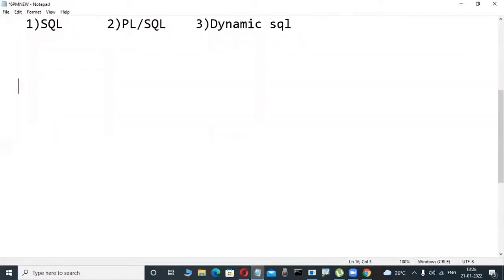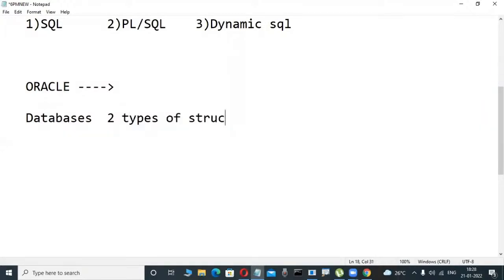Actually, these relational databases are there: Oracle, SQL Server, DB2. These are relational databases. But unfortunately, these databases have two types of structures. You must be familiar with that before we start our courses. Observe it here, two types of structures are there. Don't write it, just observe it.